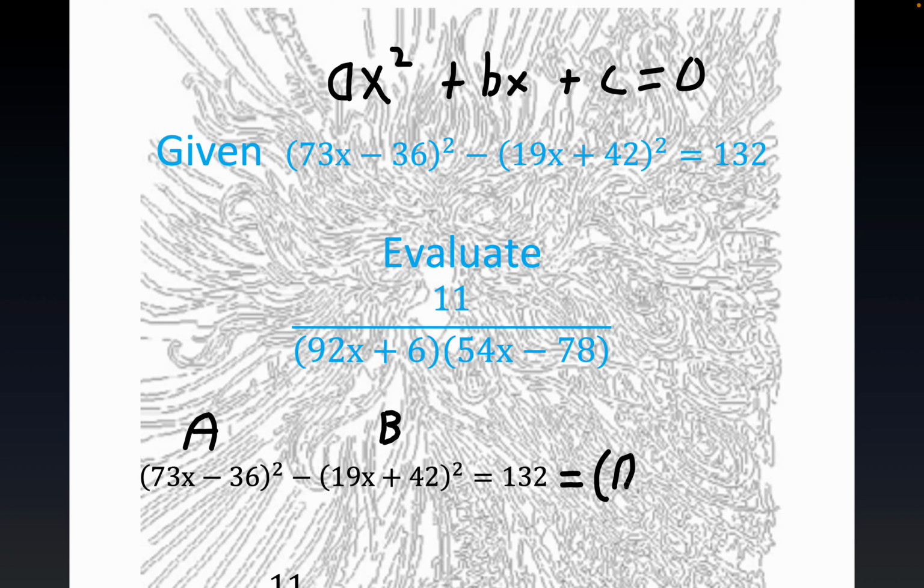A plus b times a minus b. Perhaps the most popular identity in all of mathematics, that or the binomial squared. So you have a plus b times a minus b.